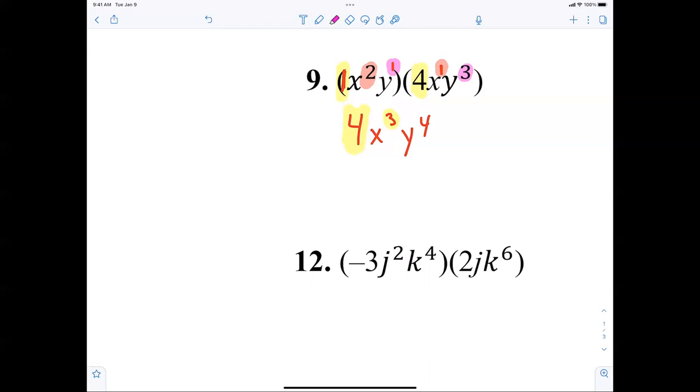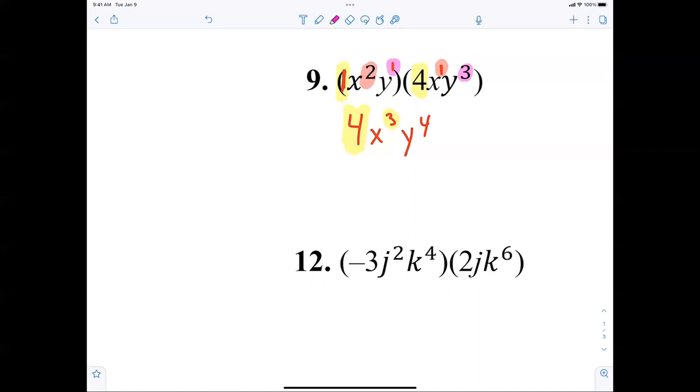I know you didn't know how to do it. That's why I walked you through it step by step. How did I get the 4? I multiplied 1 times 4. How did I get x cubed? I added 2 plus 1. How did I get y to the 4th? I added 1 plus 3. That is the answer. Anything else is wrong. That's what I'm trying to teach you. There's no 7. I didn't add 3 and 4. There are no 7s.